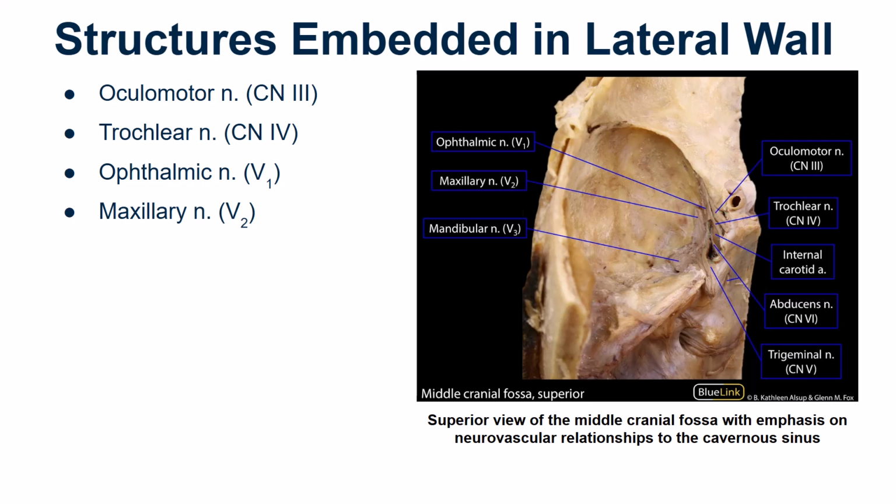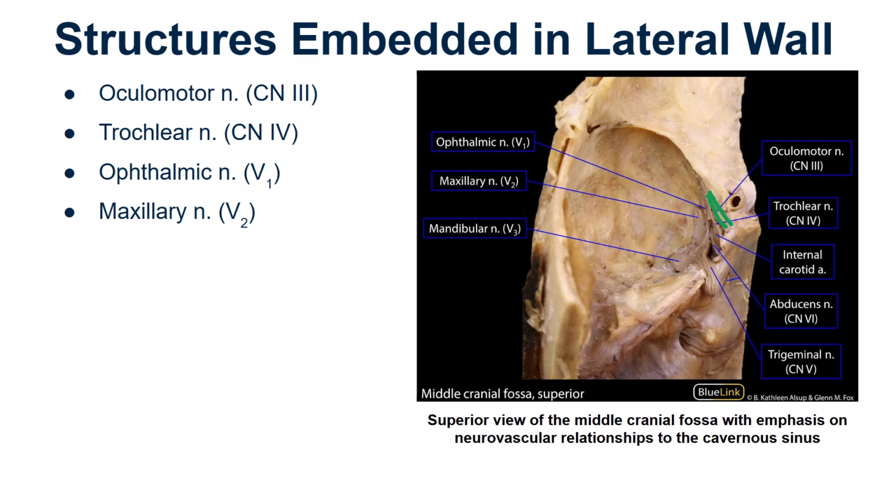So with respect to the location, here's the clivus of the sphenoid, there's the sella turcica. Here we can see the internal carotid artery as well as cranial nerve 2. Now, the superior-most nerve running through the lateral wall of the cavernous sinus is the oculomotor nerve, which we can see there.